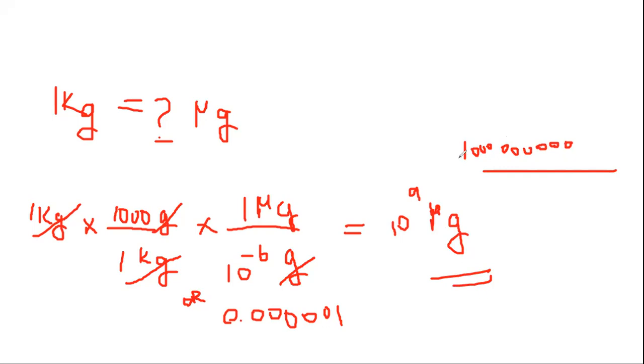If you write 1 0 0 0 0 0 0 0 0, maybe 1 or 2 zeros will be missed. So there should not be any confusion over here to write in this form. If you write exponent 9 or 10 to the power 9, you can easily understand. So this is the conversion we have done with the mass.